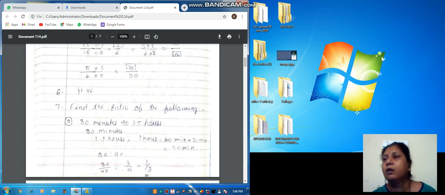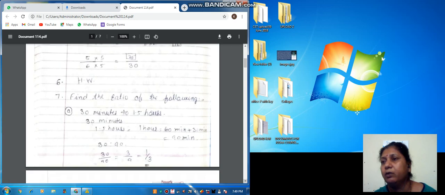Find the ratio of the following: 30 minutes to 1.5 hours. So before starting this video, I ask you that when we take a ratio, both units should be equal. This is in minutes and this is in hours. So first of all, you have to convert into the same unit. It is in minutes now, so we have to convert these hours into minutes.